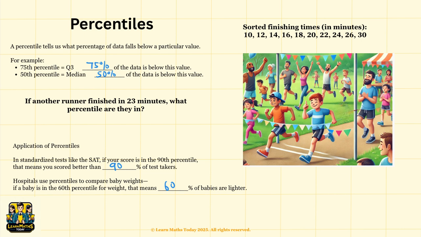and pause the video. Now, you can see that 23 minutes is more than 20 minutes, which is the median, and also less than 24 minutes, which is the 75th percentile. That means the runner is above 50% but below 75%. Probably around the 60-plus percentile. For us to know exactly which percentile they are at, we can do this with a cumulative frequency graph, which we will show later.